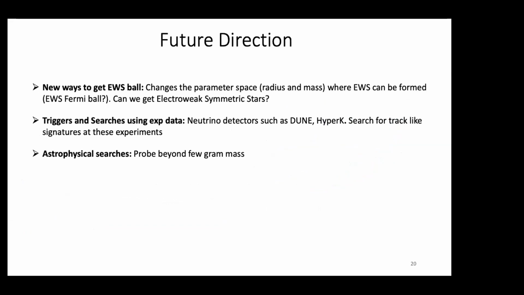One thing, of course, is how to find new ways to get these electroweak symmetric balls. As I told you, there is a limitation when you do this with monopoles. We want to get much larger objects, even thinking about something like electroweak symmetric stars. I mean, why not?